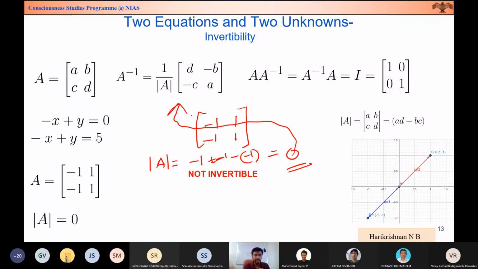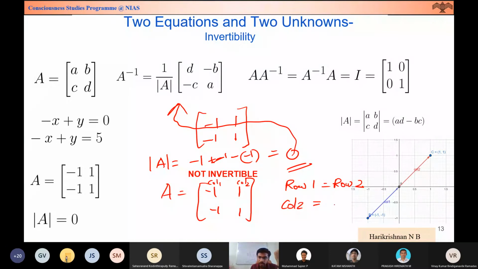But now we can try and think of different ways of understanding this whole scenario. Look at this matrix A, right? First we can look at the rows. Row 1 is equal to row 2, right? That's the first observation that we can make. Now look at the columns of this matrix, column 1 and column 2. Column 2 is equal to -1 times column 1.